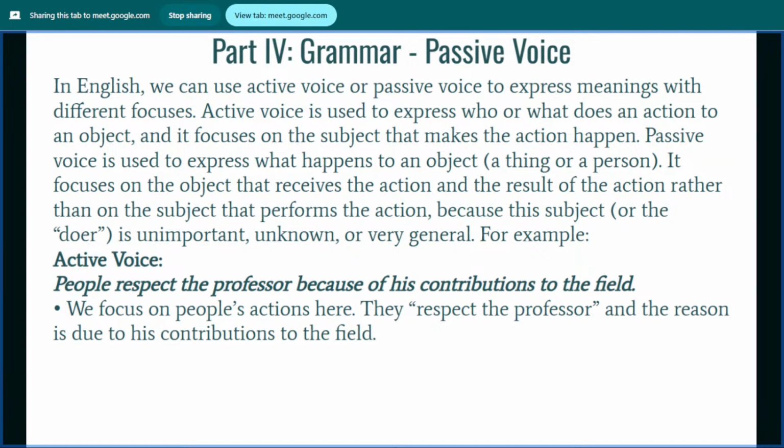It focuses on the object that receives the action and the result of the action rather than on the subject that is trying to perform the action, because the subject or the doer of an action is unimportant, unknown, or very, very general. For example, in active voice, we can say, people respect the professor because of his contribution to the field. Now, here we focus on people's action. Correct? They respect the professor. That's what we are trying to highlight. And the reason is due to his contribution to the field.